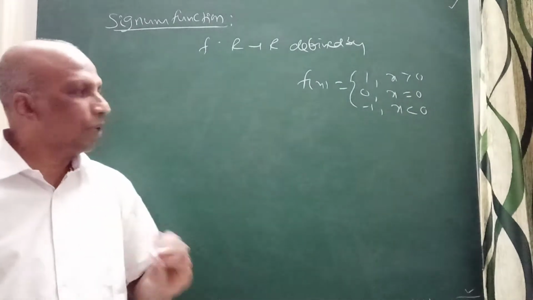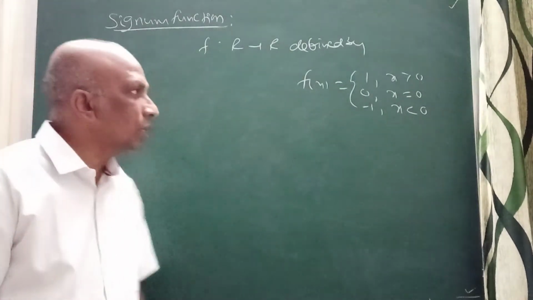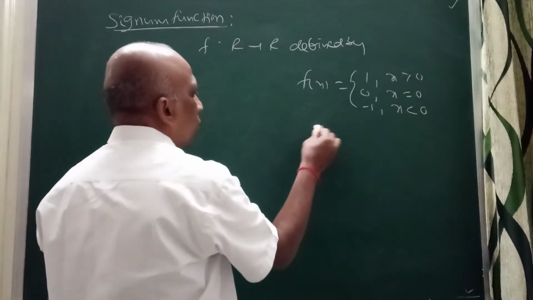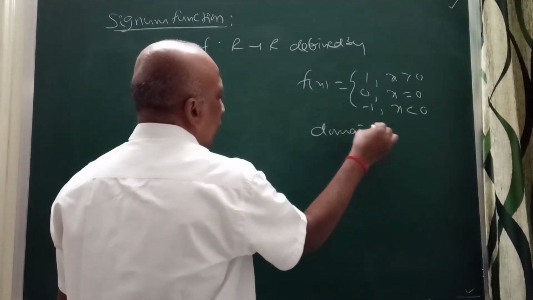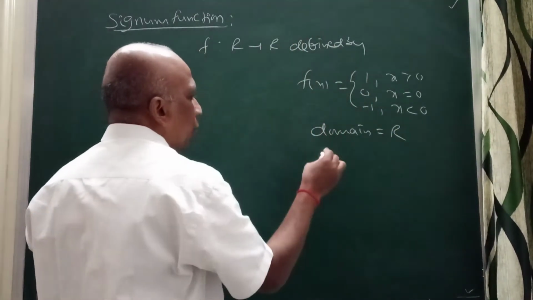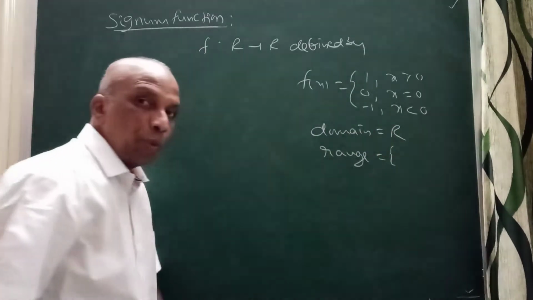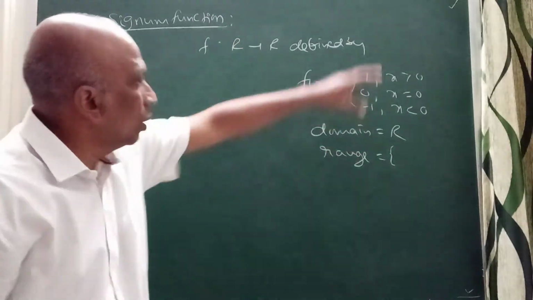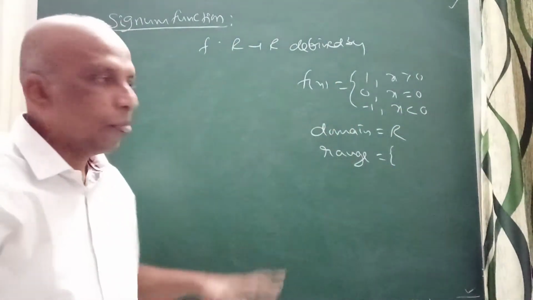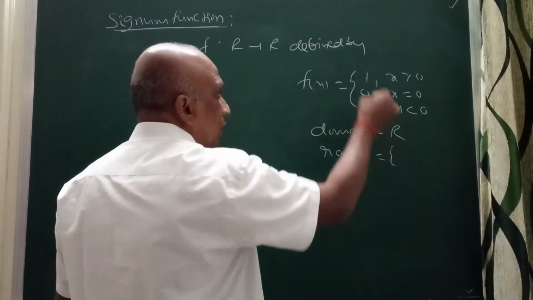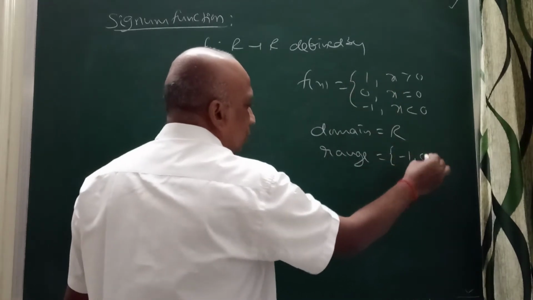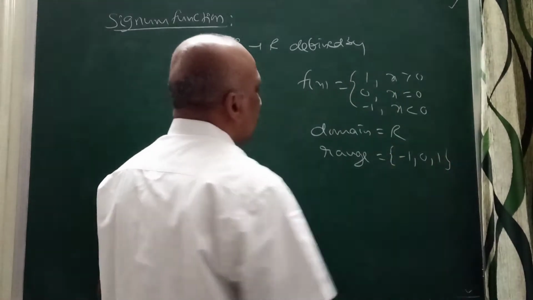This is called the signum function. You can see, check here, the domain is equal to R. Clearly the domain is R, and the codomain is equal to R. What about the range here? Range means output, right? Domain means input. Input is R; we can take any value of x. But range is output, and the output we have is only minus 1, 0, 1. So this is the range of this function.